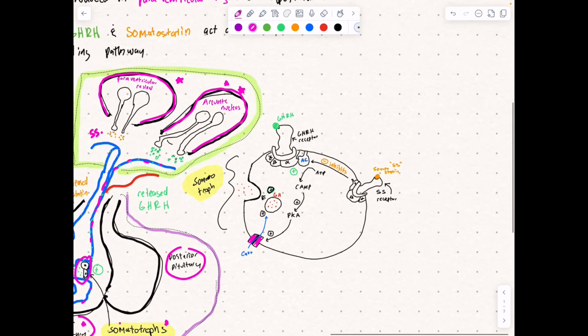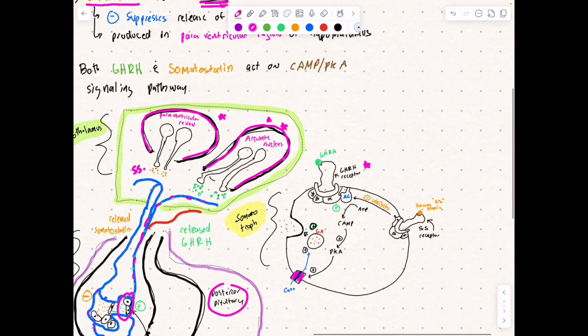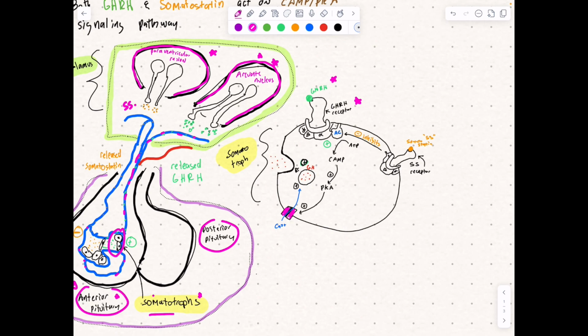Once there, they're both going to bind to G-coupled protein receptors, slightly different ones, but they act on the same cAMP/PKA signaling pathway. If we start with growth hormone releasing hormone, it binds to its G-coupled protein receptor on the somatotroph, and through its action, adenylyl cyclase converts ATP to cAMP. cAMP is going to cause PKA to phosphorylate calcium channels and allow calcium to come into the cell, and then those calcium ions coming into the cell are going to stimulate the release of the vesicles that contain the growth hormone granules.